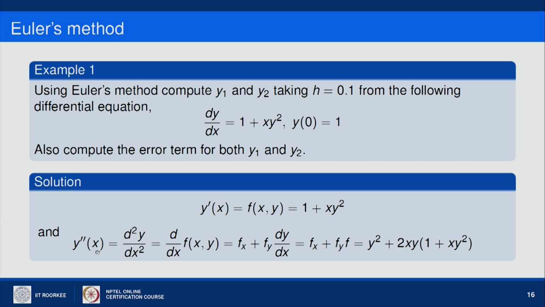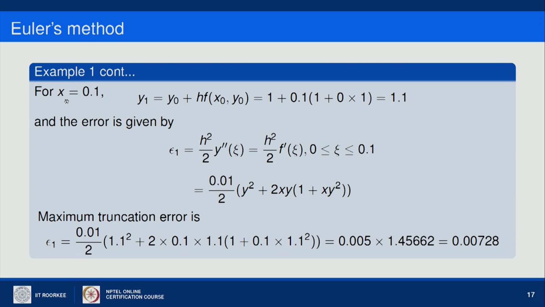So, y double prime x is y square plus 2xy into 1 plus xy square. Why am I calculating this? Because in the question they are asking to compute error terms also, and for that I need y double prime x. Now, let us take the first step and calculate the value of y1.